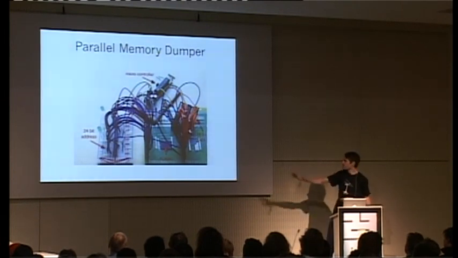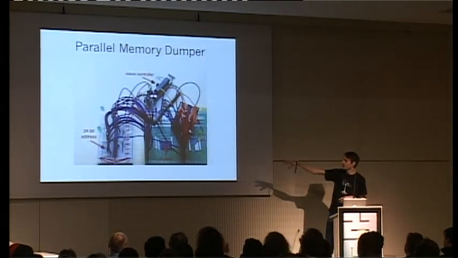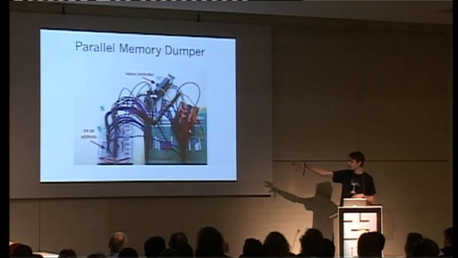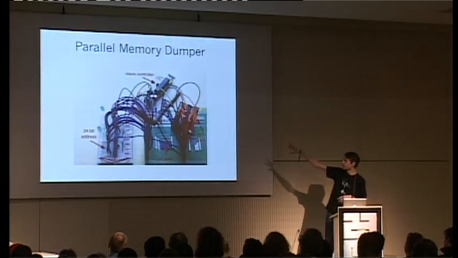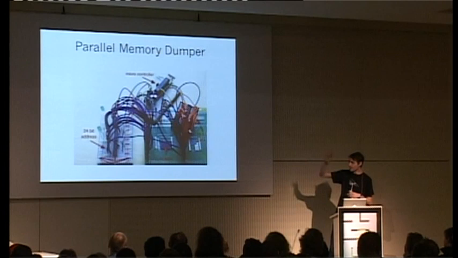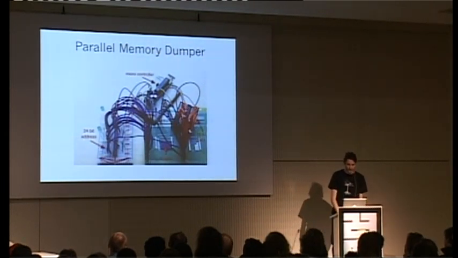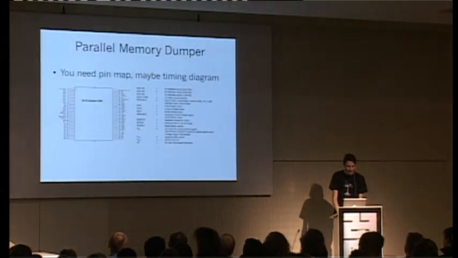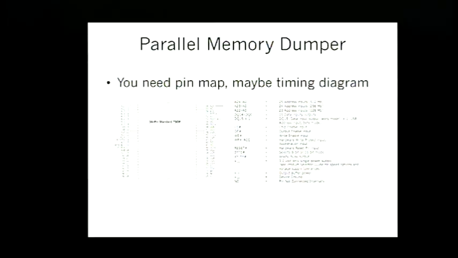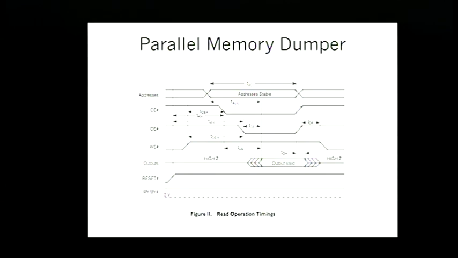And on the left, you have a bunch of shift registers that attach to the address lines. And on the right, you have shift registers that attach to the data lines. And it basically shifts out the first address and reads the data. That's really simple. So what you need to be able to apply this to another flash chip is, from the data sheet, a list of the pins, so you know what are address and what are data and which pins are for state. And you also need timing information.